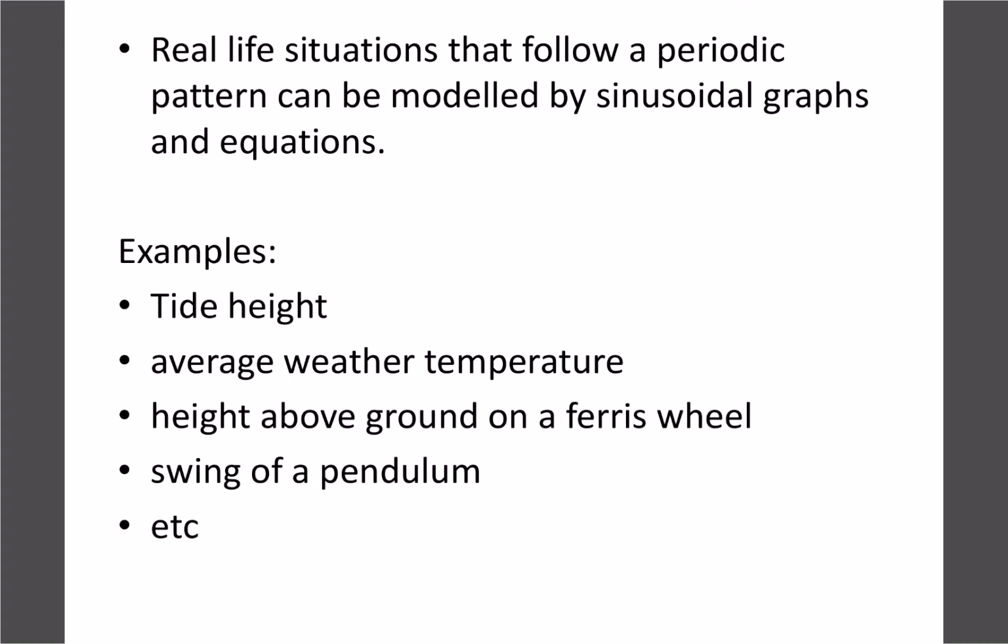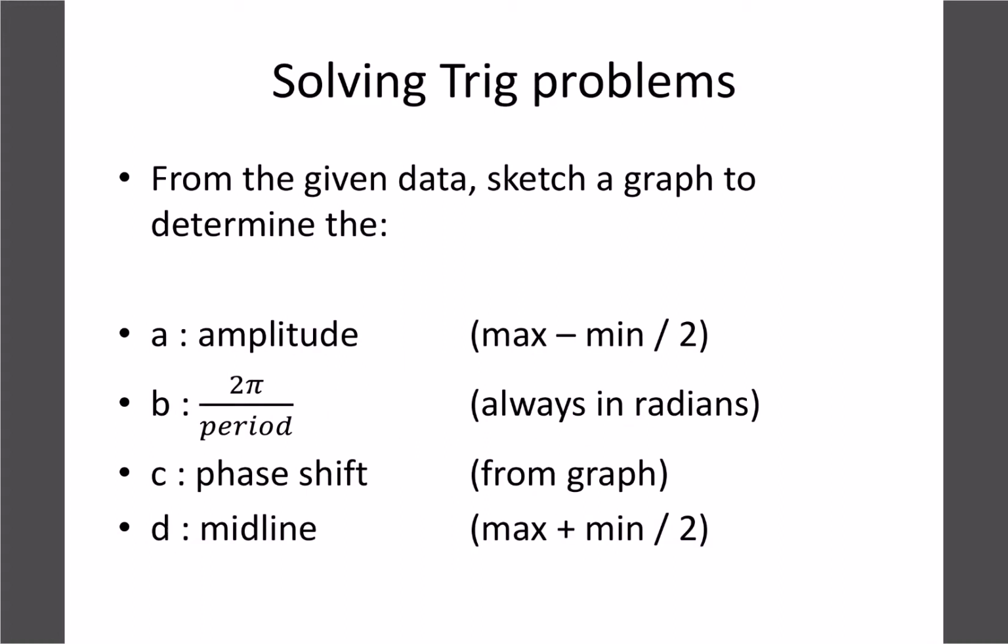Height above ground on a Ferris wheel, so that was the last picture we just looked at. That would work. The swing of a pendulum, so if you're on a swing, we could graph height of the pendulum over time, things like that. Similar to a Ferris wheel, we could draw all of these things. So any kind of situation that repeats over and over again, we can often graph it and get a sine or cosine type equation to analyze it. So the question then is, how do we do these kinds of questions?